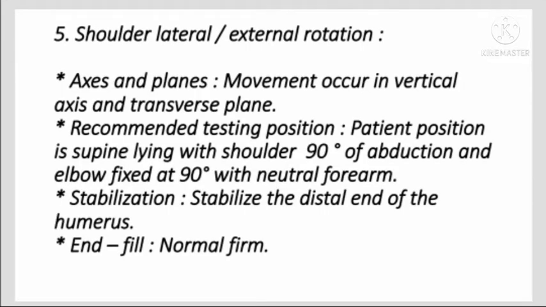Shoulder lateral or external rotation: axis and planes, movement occurs in the vertical axis and transverse plane. Recommended testing position: the patient is supine lying with the shoulder at 90 degrees of abduction and the elbow fixed at 90 degrees with a neutral forearm. Stabilization: stabilize the distal end of the humerus. End feel is normal firm.